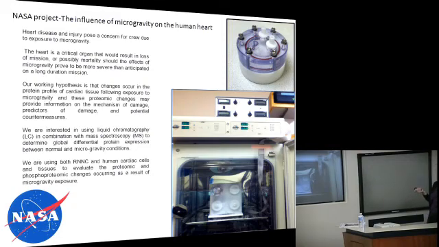And so what we're doing with NASA is that our working hypothesis is that changes in the protein profile of cardiac tissues following exposure to microgravity may provide information on mechanism of damage, predictors of damage, and potential countermeasures that could be employed. And so we were provided this bioreactor from NASA, and basically what it does is it mimics the effects of microgravity on cells.